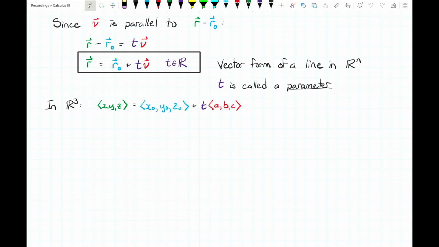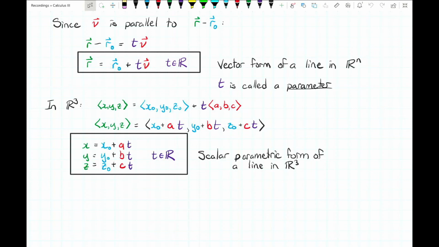We can go ahead and use scalar multiplication as well as component-wise addition on the right-hand side. That gives us x naught plus at, y naught plus bt, and z naught plus ct. Now, we have two vectors that are equal to one another. And the only way that two vectors are equal is when each of their components are equal. So the only way that we can really turn this into a scalar equation is by coming up with a system of equations. We have x equal to x naught plus at, y equal to y naught plus bt, and z equal to z naught plus ct, where t again is any real number.